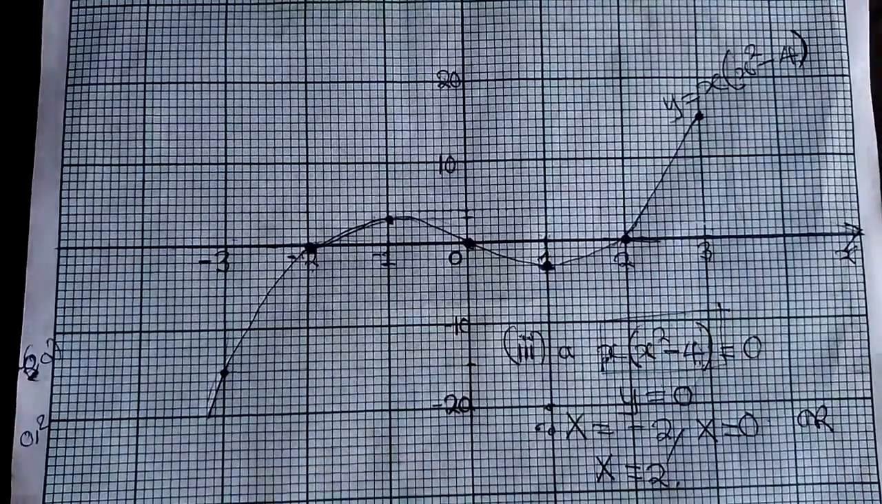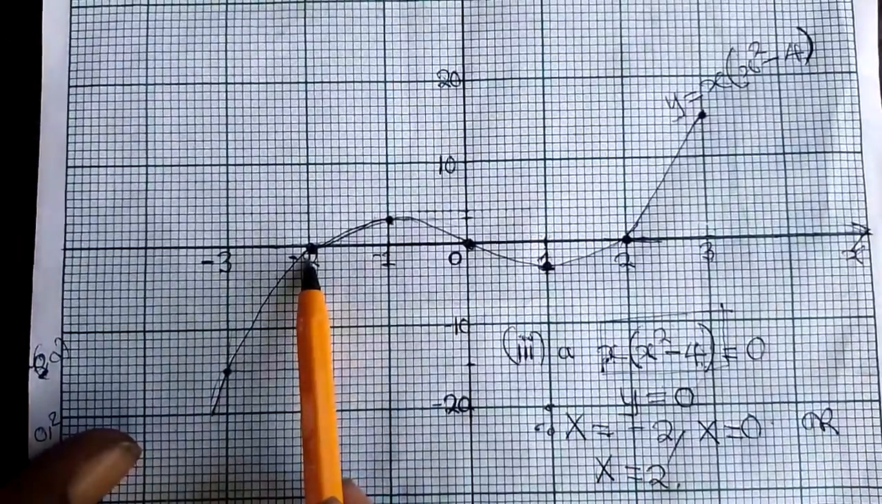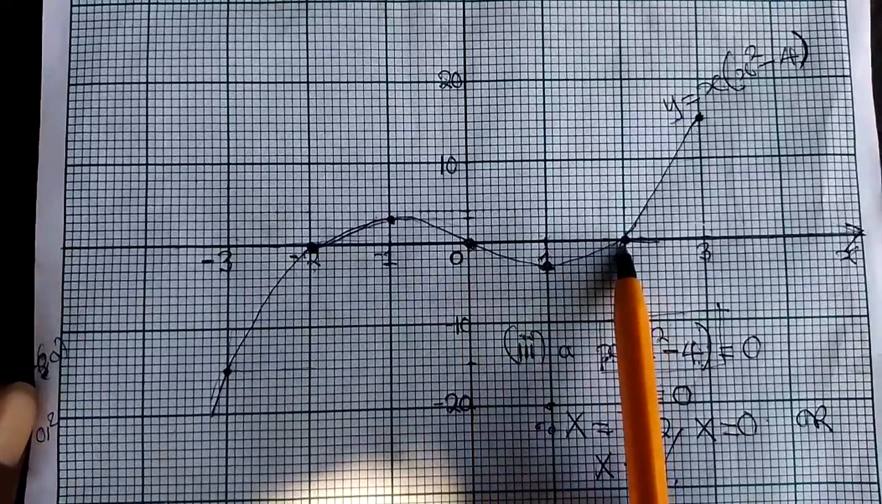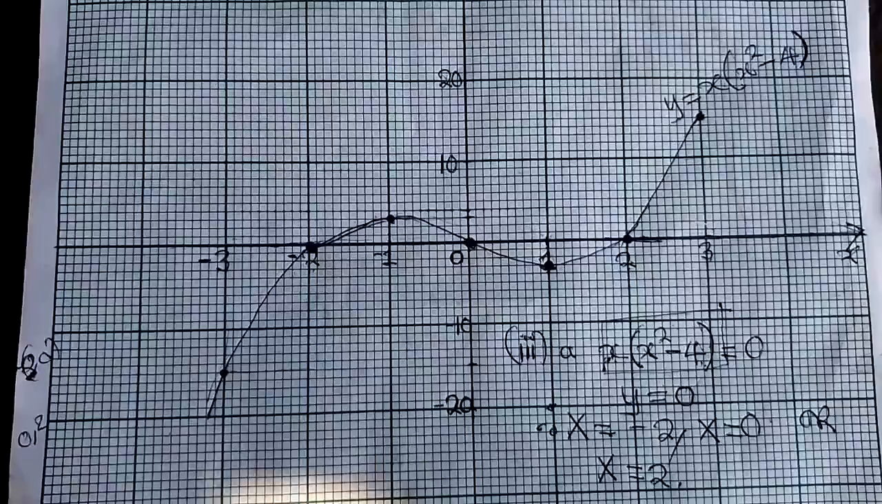So those are your answers. x is equal to -2, x is equal to 0, x is equal to 2. Those are your answers. That's how you are supposed to answer this.